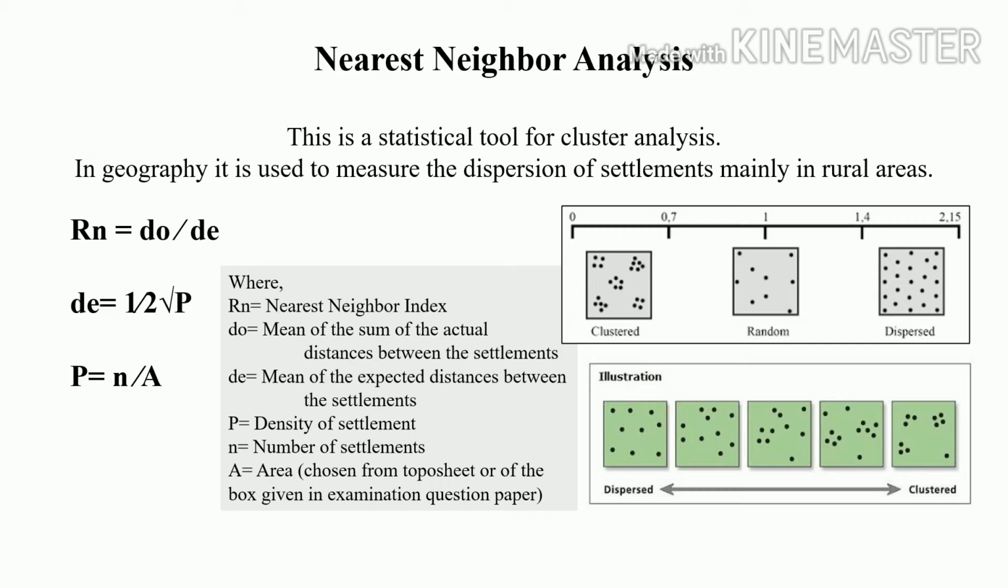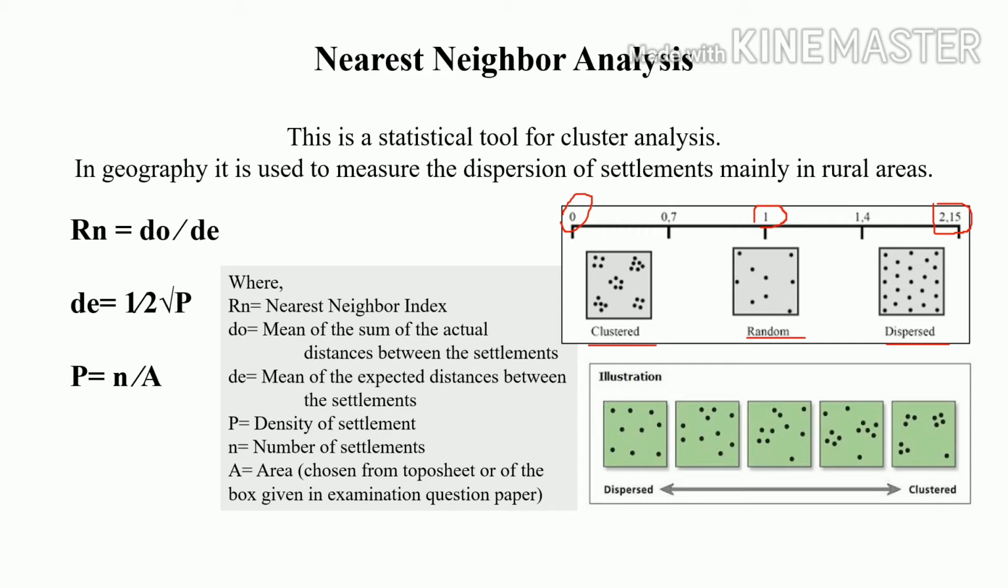So before I proceed to the problem and the calculations and everything, I'd like to say two lines on what it is and what the formula is about. So nearest neighbor analysis is basically a cluster analysis tool. With the help of this tool, we can conclude if a settlement is clustered or random or dispersed. Dispersed if the value is 2.15, random if the value is 1, and clustered if the value is 0.